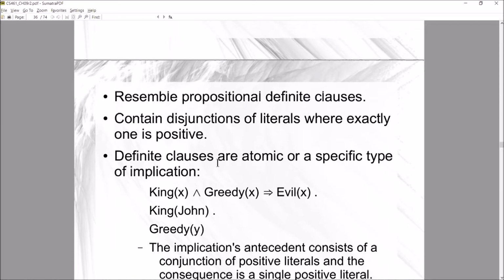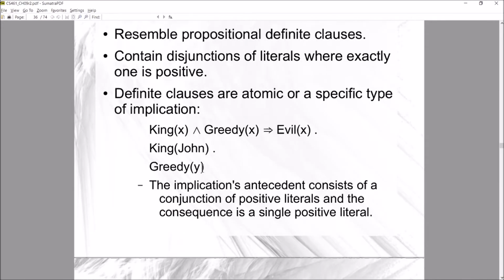And the definite clauses themselves are going to be either atomic or a particular type of implication. So here's some examples of definite clauses in first order logic, right? So you've got, anything that is a king and greedy implies it's going to be evil, right? This is a definite clause in first order logic. John is a king. That's another example. Something is greedy, or all people are greedy, is another example of a definite clause in first order logic.